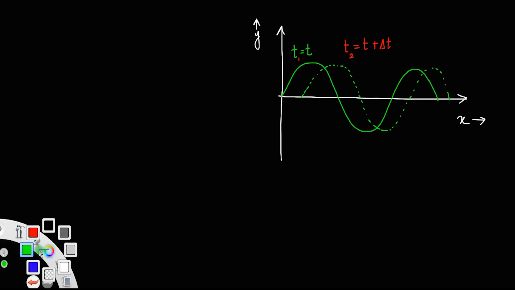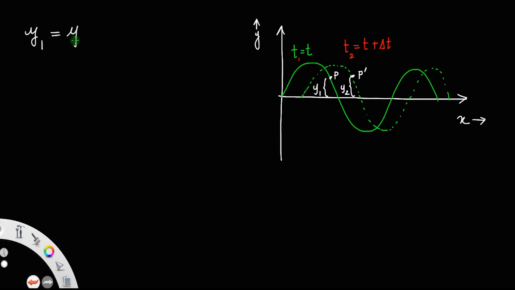Now if you take any point, let's take a point P in here, and this P has now reached a new point P dash. Clear, this P has moved. But remember, this vertical displacement remains the same. We can call y1 equal to y2. Since they both represent the same point, the height remains the same. That is y1 equal to y2.